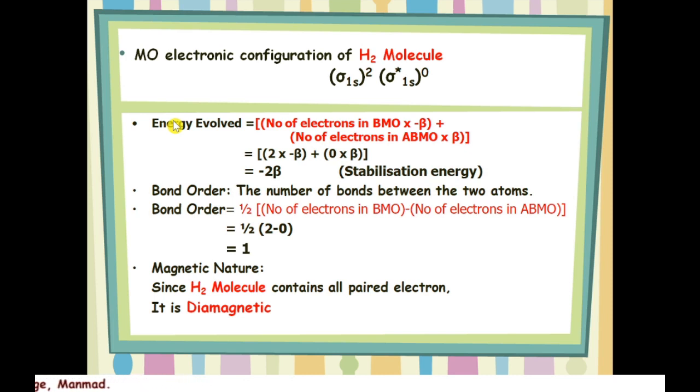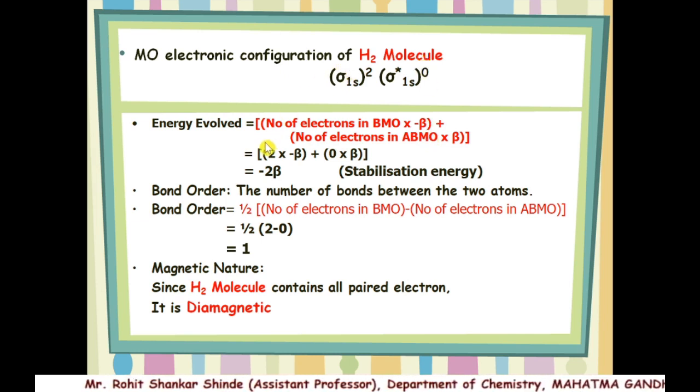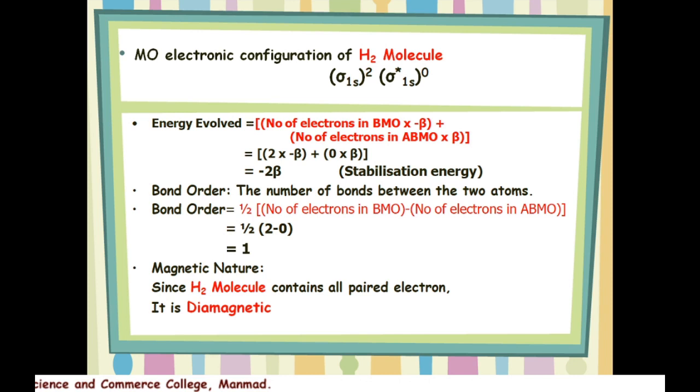Here we can calculate the energy evolved using this formula. The number of electrons in BMO is equal to 2, while the number of electrons in ABMO is equal to 0. We will put the values in this formula: 2 multiplied by minus beta, plus 0 multiplied by beta. So the energy evolved during the formation of the H2 molecule is minus 2 beta, and it is called the stabilization energy.